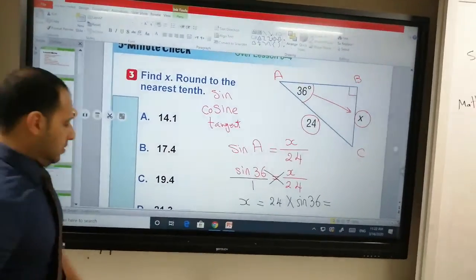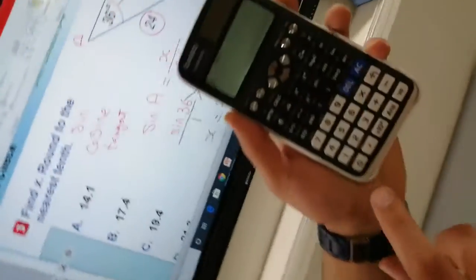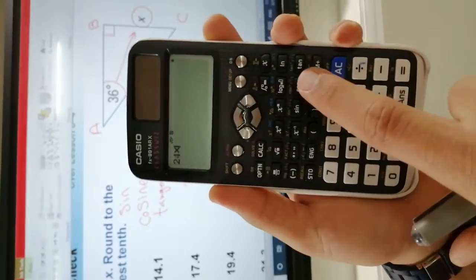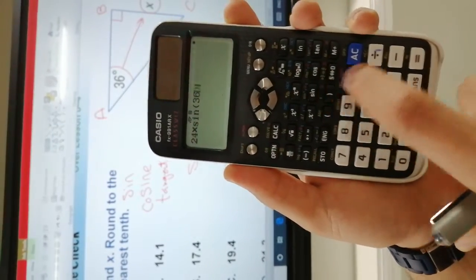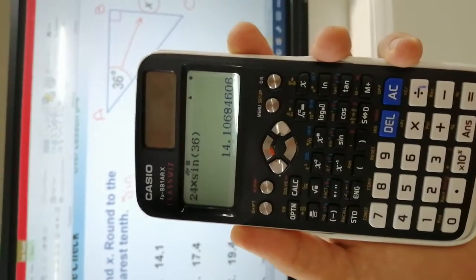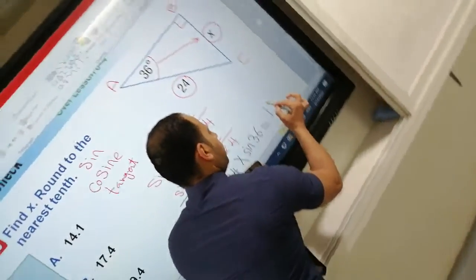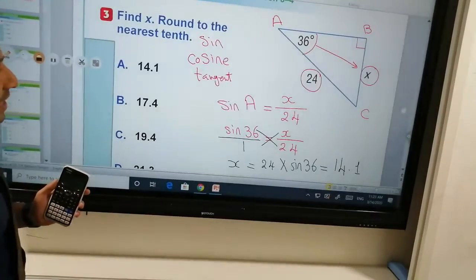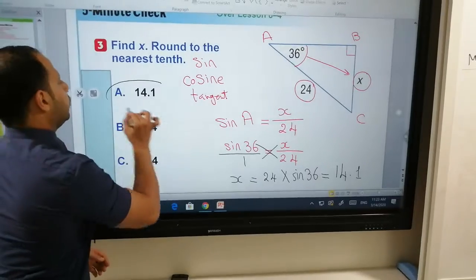Can you get your result by using my calculator? Please pay attention and follow the steps. You have here 24 multiply sine 36. Close the bracket and press equal. It gives you 14.1. 14.1 approximately is the result. So I just write 14.1. So the side BC, which is denoted by x in this problem, will be 14.1.